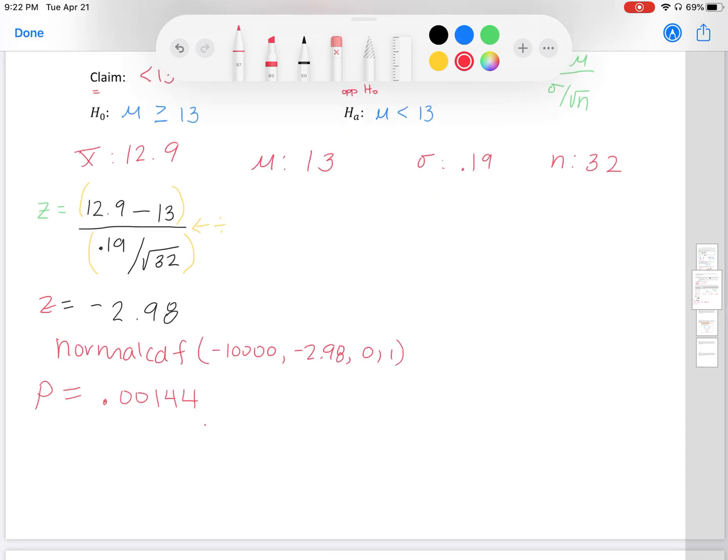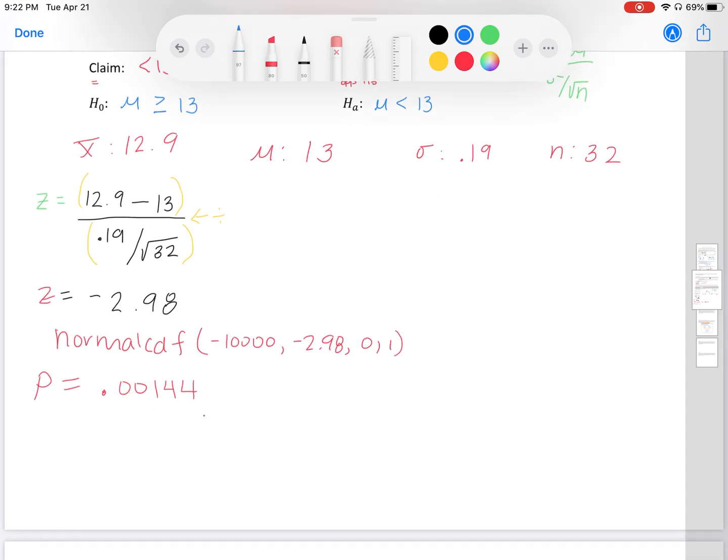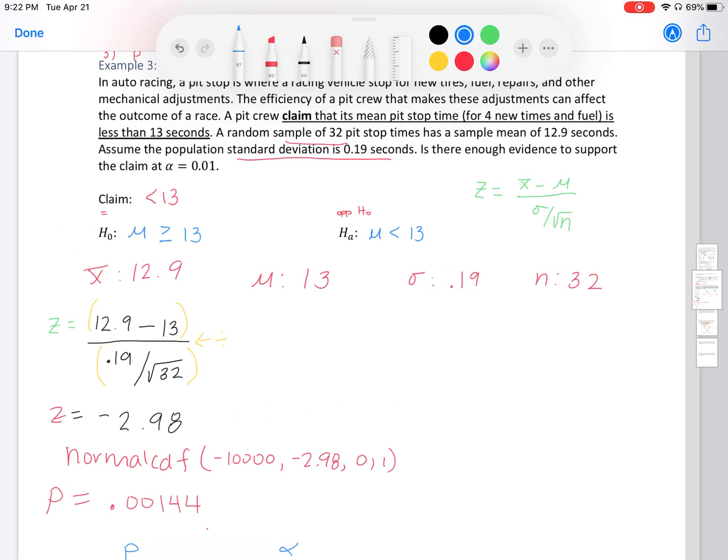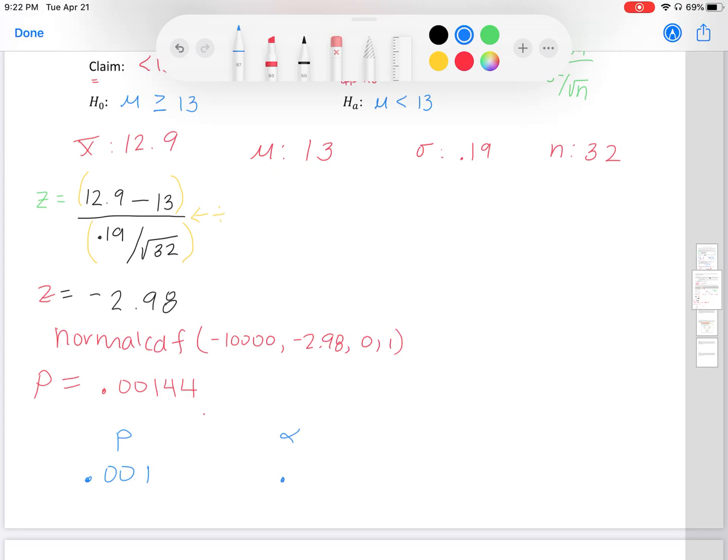All right, now I need to take the time to compare my p and my alpha. So my p is 0.00, let's say 1, and my alpha is 0.01. All right, so we see that we get a less than. When we have a less than, according to our two options above, we reject our null hypothesis.